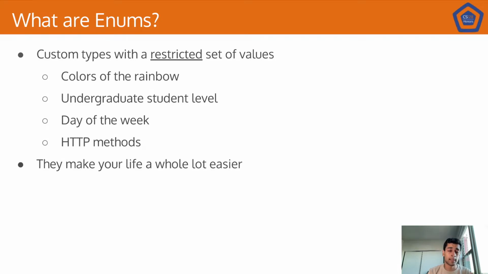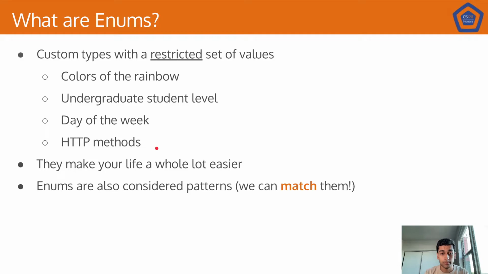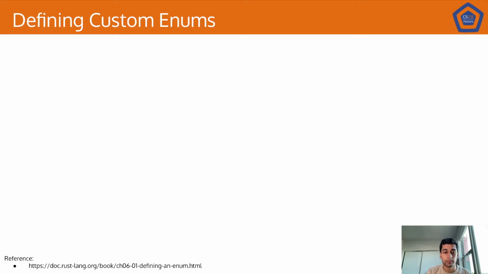They make your life as a programmer a whole lot easier. So rather than having to deal with strings to represent days of the week, or strings to represent HTTP methods, or, I don't know, I've even seen numbers be used to map to different values, you have a named type that represents this, and it can only be one of those specific named types. Enums are also considered patterns in Rust, which means we can match them. More on this in a little bit.